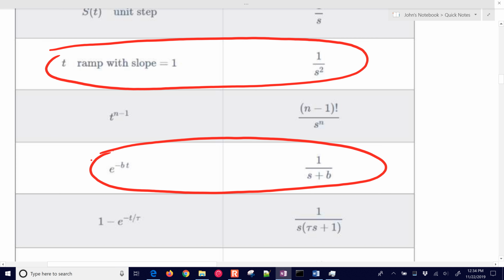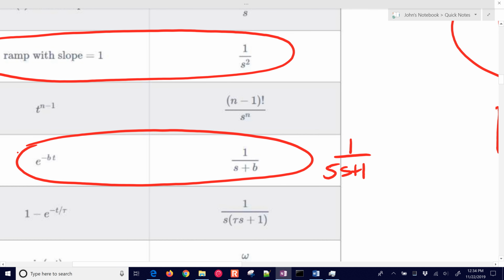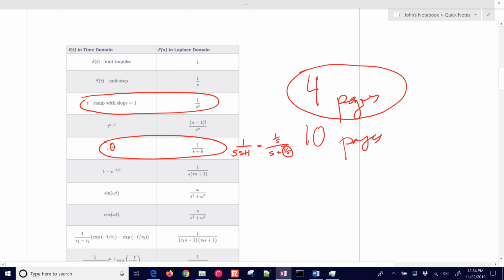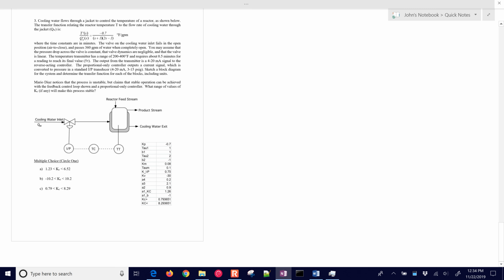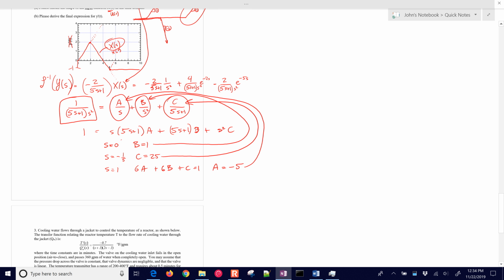This one's just a little bit different than what we have because we have 1 divided by 5s plus 1. So we just need to convert that into something that is 1/5 over s plus 1/5. We're just going to convert it into this form so that our b value will then show up right here. Alright, let's go back to it. Here we have it.